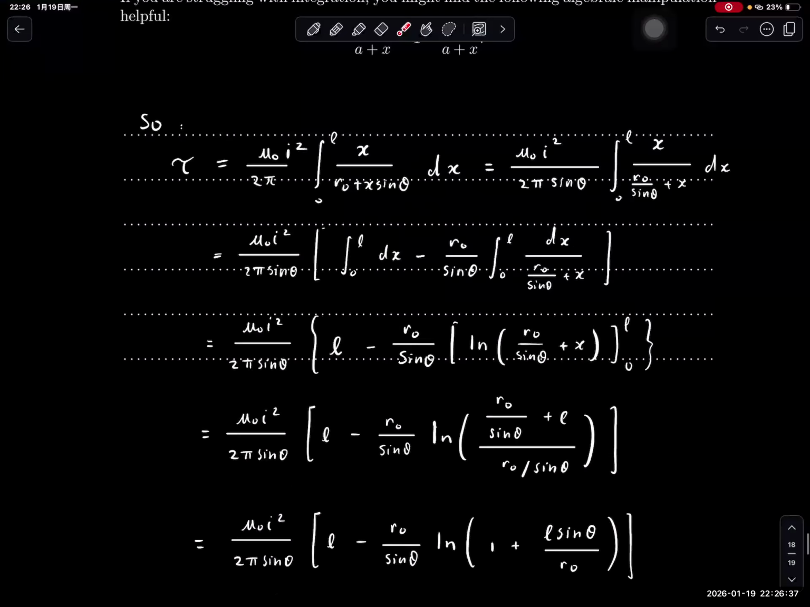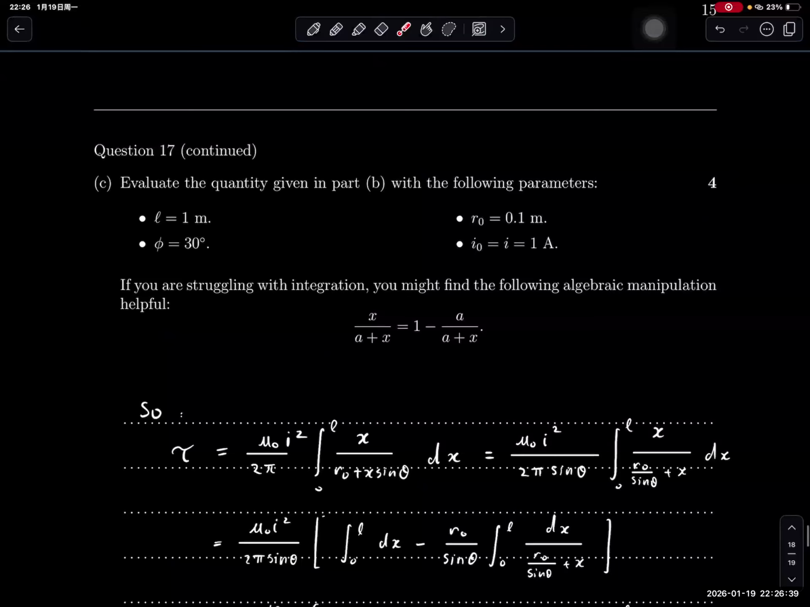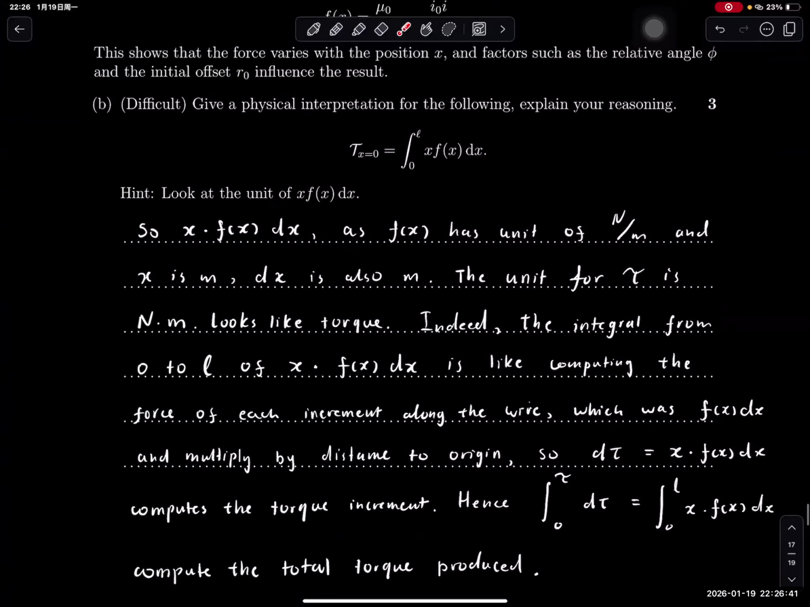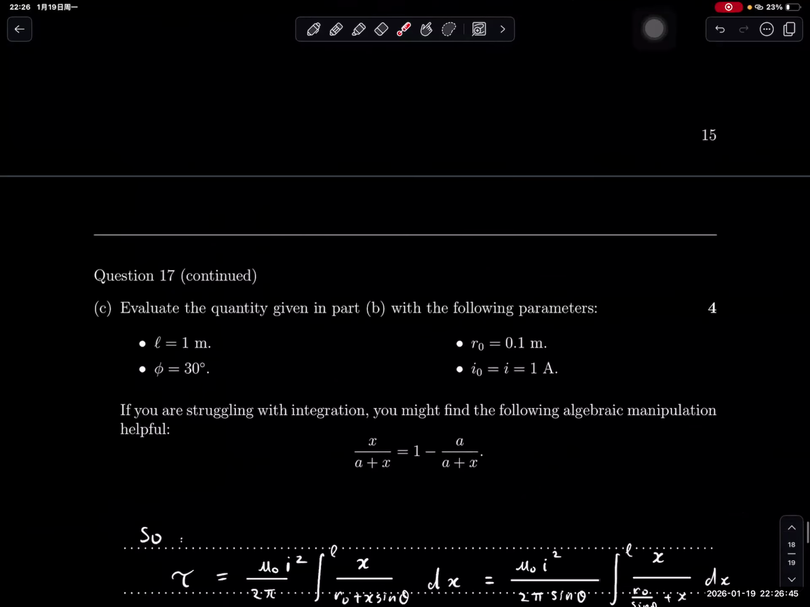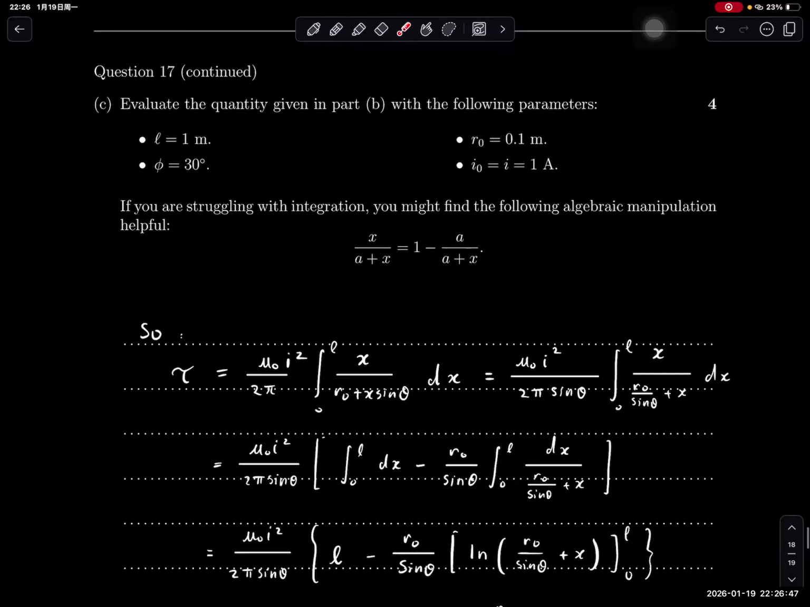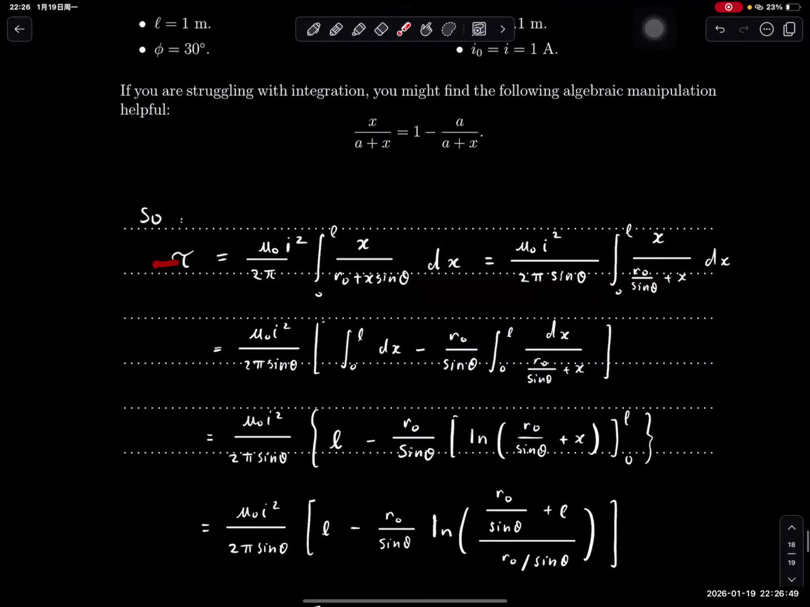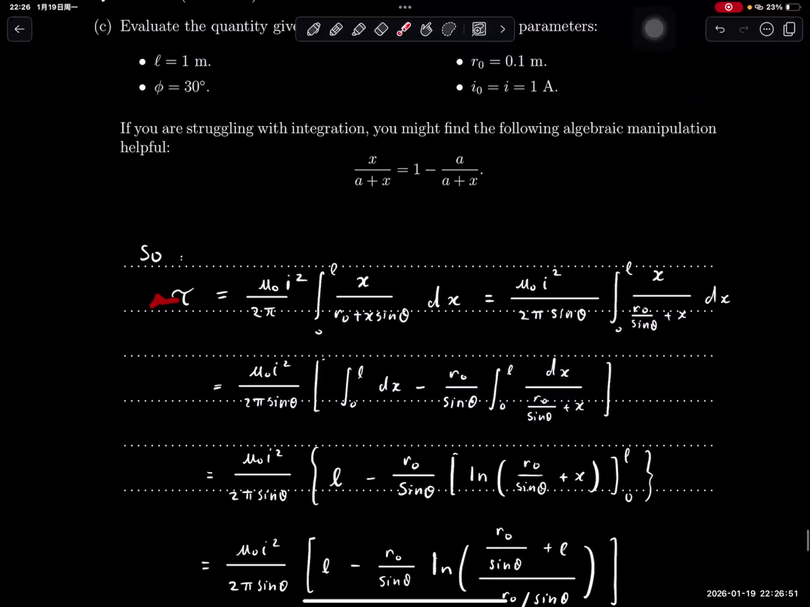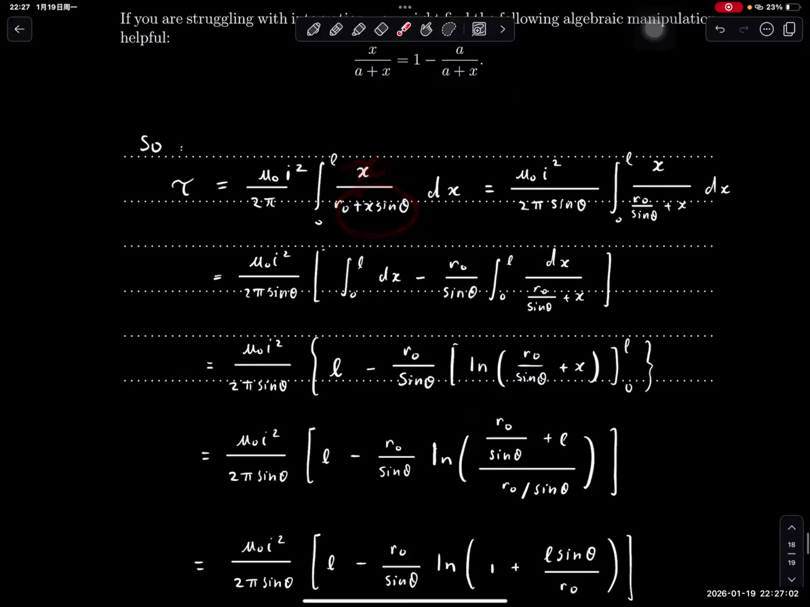Moving on, we have part C. Part C asks you, now this is torque, let's evaluate it. Let's try to calculate the total torque in terms of an equation. You need to solve the integral. So the torque is, if we put all the equations in, we put our f function in and multiply this by x. All the constants are out, and inside the integral, we just have x on the top and on the bottom. We just need to integrate this function.